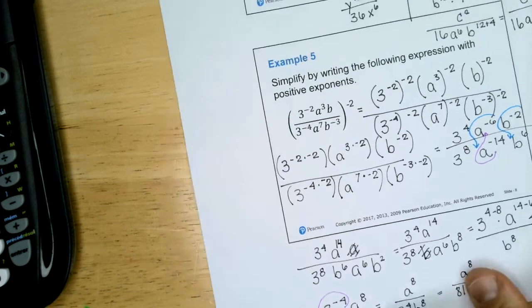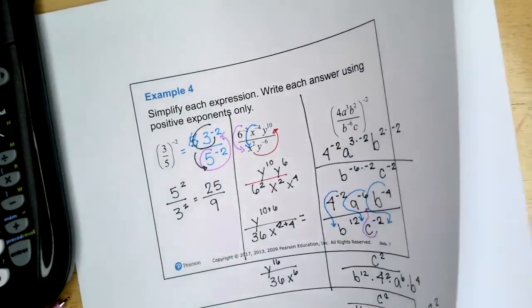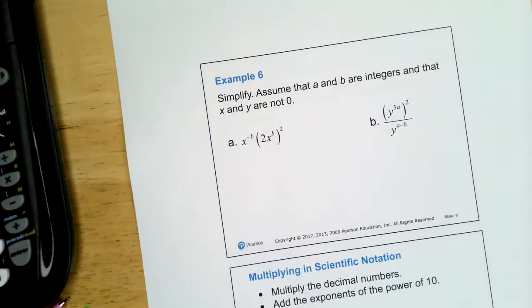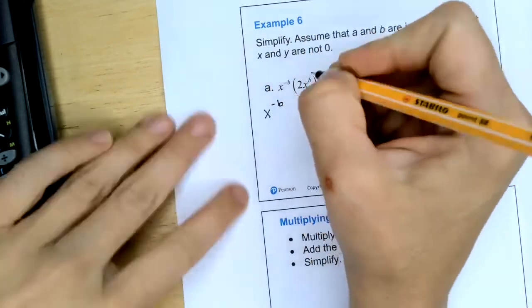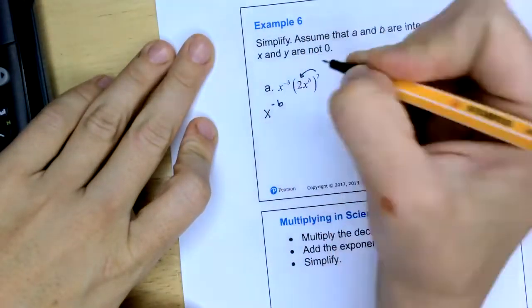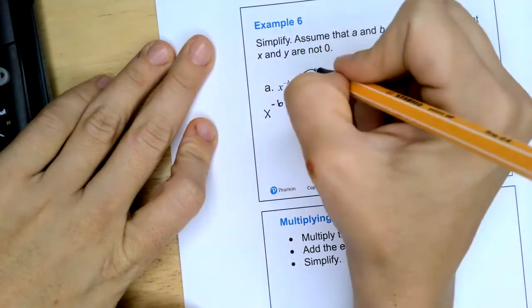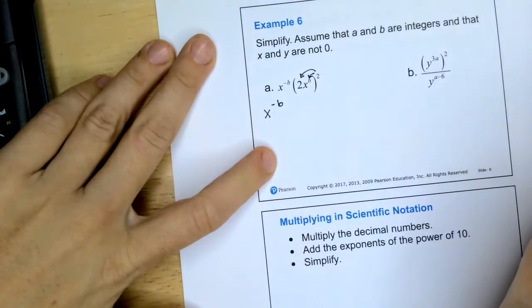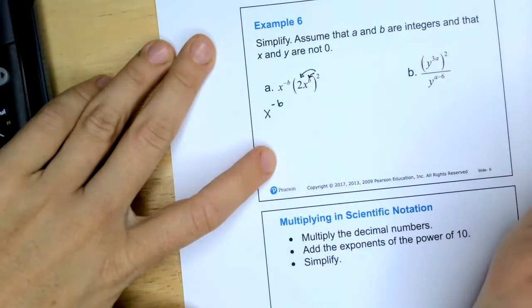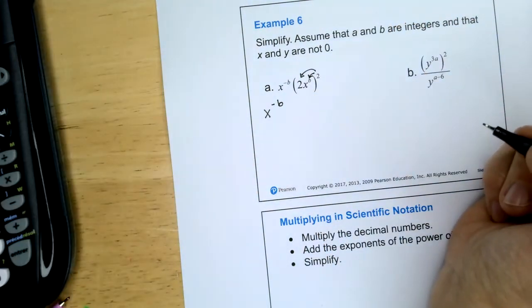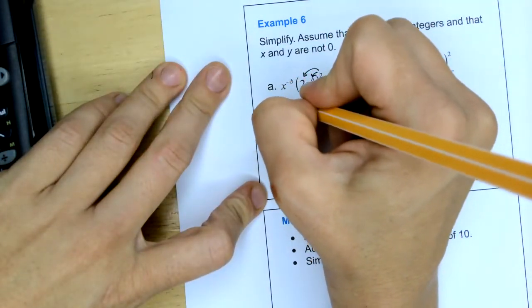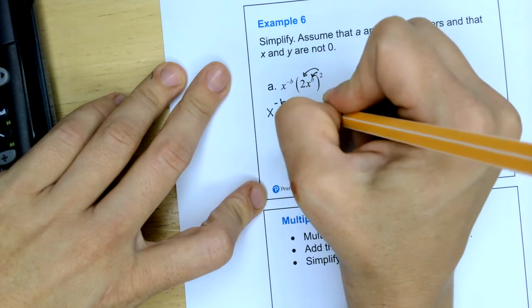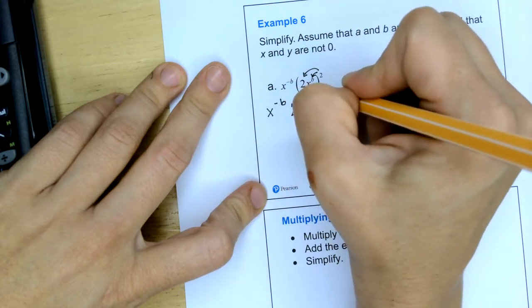All right. Example 6. Keep simplifying. So we have x to the negative b. And then we're going to take this 2 outside the parentheses and move it in, and apply it to both the 2 and the x to the power of b. X to the negative b times 2 squared times x to the power of b times 2.